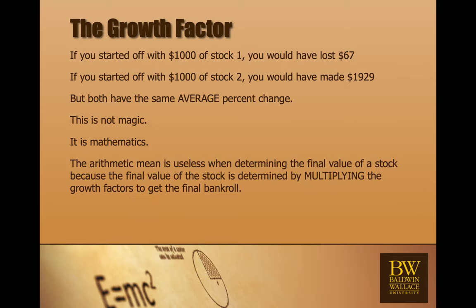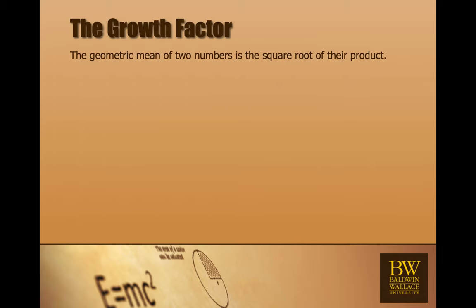The arithmetic mean is useless when determining the final value of a stock, because the final value of the stock is determined by multiplying, not adding. To get the arithmetic mean, you add the percent changes, and that's not how to get the final value. If you want the representative growth factor, you need the geometric mean. The geometric mean is the square root of their product.